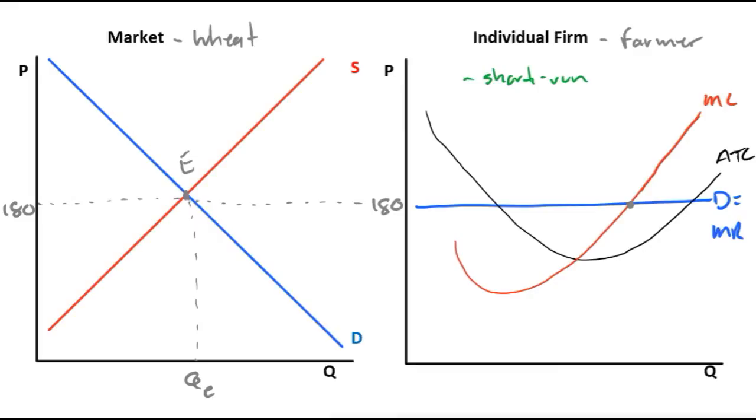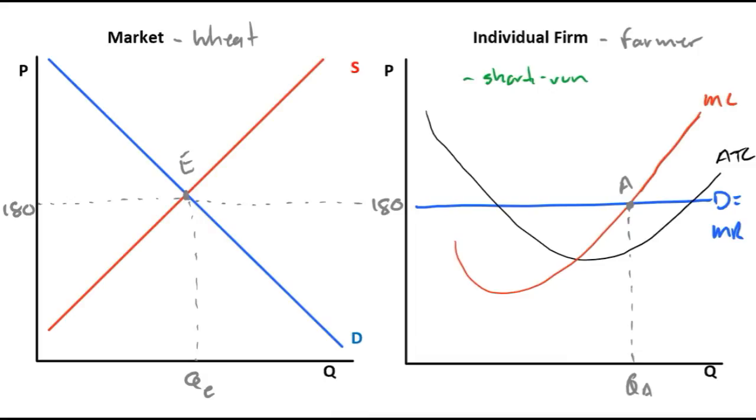In the short run, the firm is going to produce at a point where the marginal cost to produce one more wheat equals marginal revenue. As we know, this will maximize the profit. Let's call this point A. The firm is going to produce quantity A, and this is the amount that maximizes the farmer's profit.